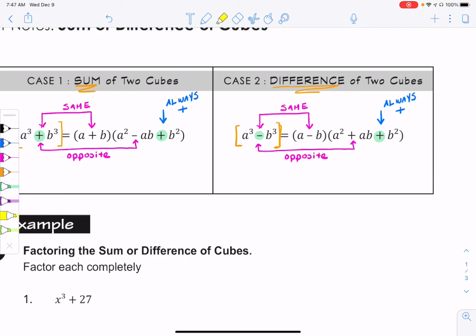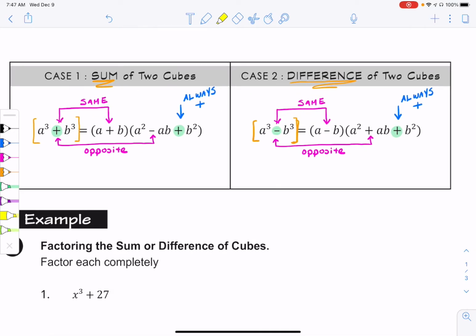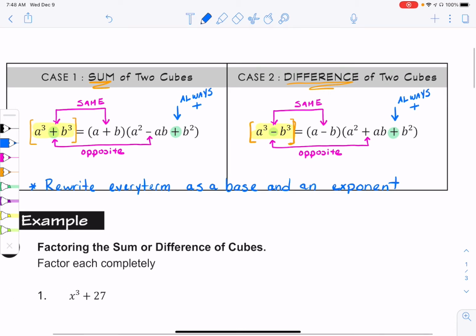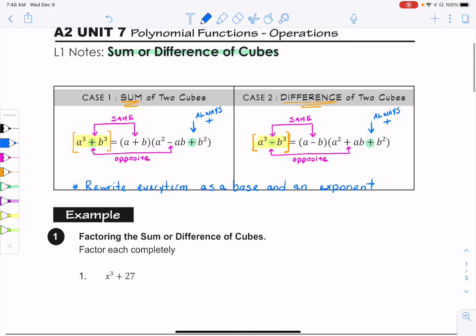All right, so with this, it's important to know that you need to rewrite every term as a base and an exponent. The reason why you need to do that is so that it fits this here or this here. So it fits either sum of cubes or difference of cubes. So in order to rewrite as a base and an exponent, and knowing that you need to rewrite it with an exponent of 3, it'll be helpful to have a list of perfect cubes.